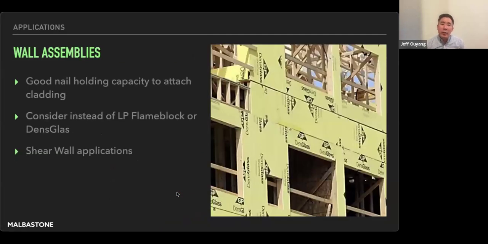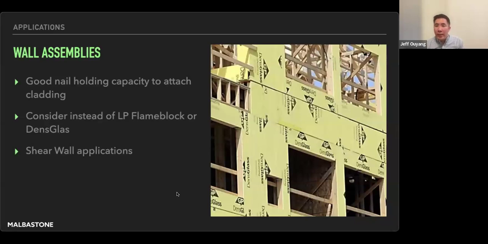Okay, the other application here is for wall assemblies. When you have these fire-rated wall assemblies, a lot of times you're using a gypsum-based product, which could be brittle and also not hold your cladding. So you still have to find the studs when you're attaching your cladding.